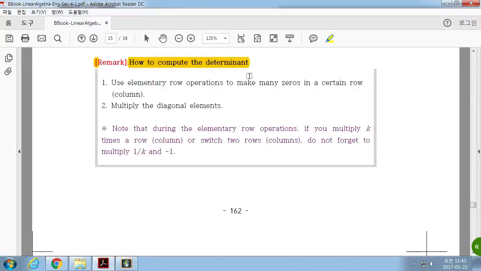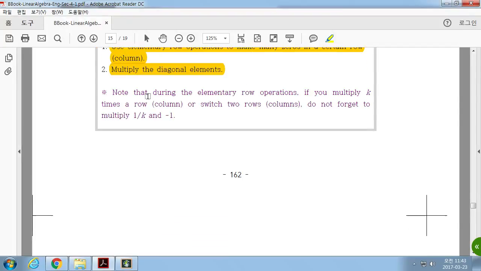So this is how to find the determinant. For a given matrix, do the elementary row operations to make many zeros in certain rows or columns, then make it REF form, and multiply the diagonal elements. That will give you the answer. The only thing you should keep in mind is that during this elementary row operation, when you multiply a row or column by k, or switch 2 rows or columns, do not forget to multiply by 1 over k or minus 1.